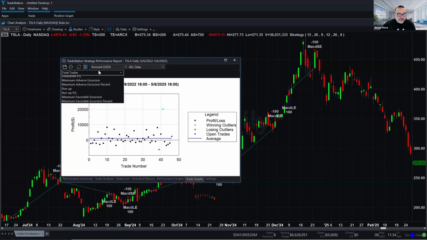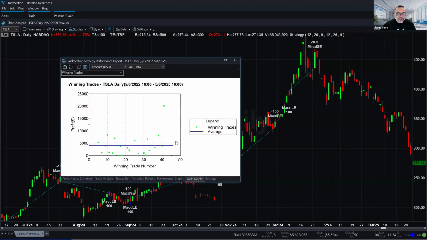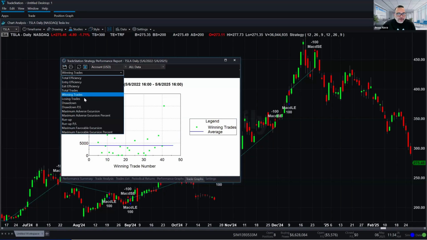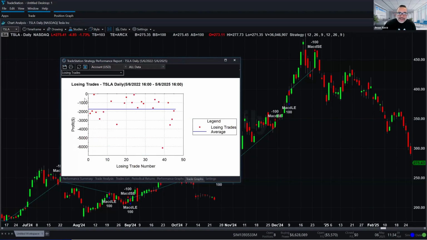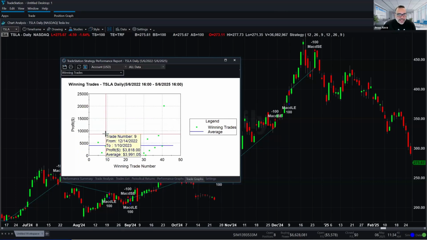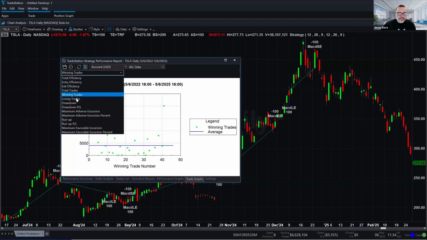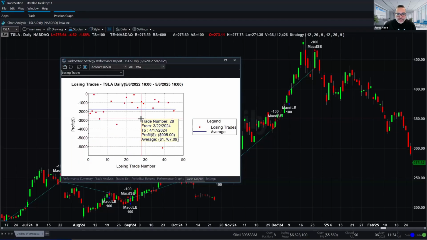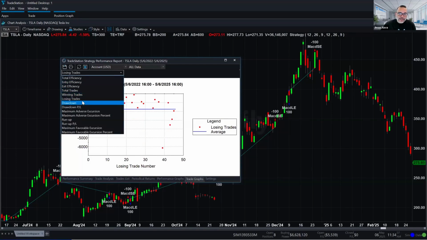Let's go back here to total trades, because now you have winning trades separated and losing trades separated, but it's exactly the same graph. But again, if you want to drill down and look at the losing trades or the winning trades, you can take a look at those separately. For example, my average winning trade is 3,991. You can see it inside of that yellow box. If I go to my losing trades, the average losing trade here is 1,767. Great measures that we can take a look into to tweak and modify our strategy.